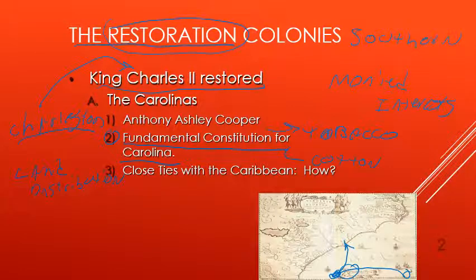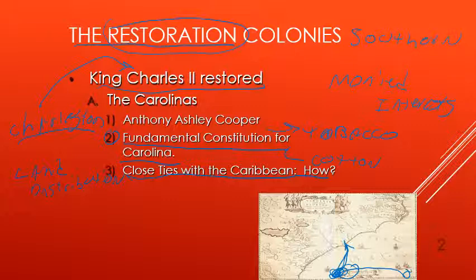So we talked about the ties with the Caribbean. The Carolinas, particularly South Carolina, have a very close tie with the Caribbean, largely because of the slave trade. Whatever extra slaves there are make their way from the Caribbean island areas all the way up into South Carolina, and that's how that aspect of the slave trade is well established. So there's that really close tie, and that's going to be really, really important in the long run.